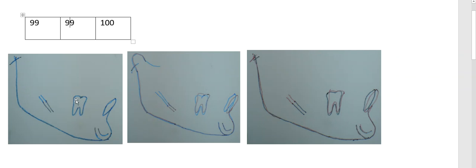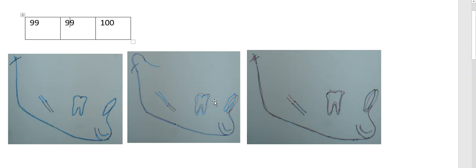Then I will come to the molar relation. If you see in the pre-treatment, as I told you, I used a distal jet and I distalized the molars. As I distalized them, there is no change in the lower arch, because I was doing nothing in the lower arch and it was an adult patient.